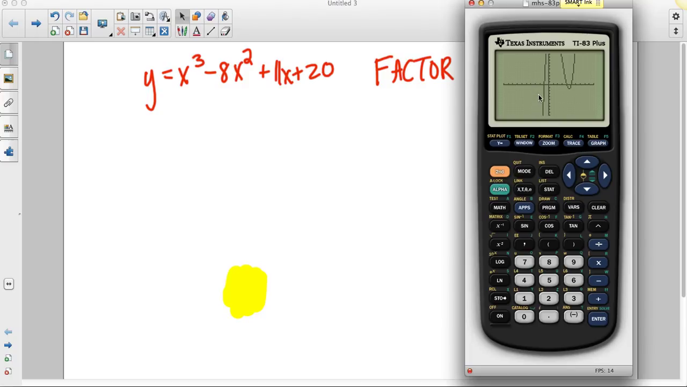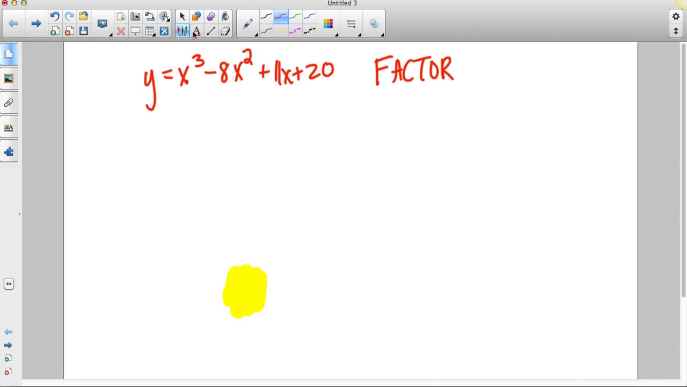Probably 1. -1. So what do I hit? Second, trace. Nope, just trace. Trace, -1. Enter. Do I want to use -1? Yes. Why? It's got a 0 for the y. Very good. All right, so what do I do?